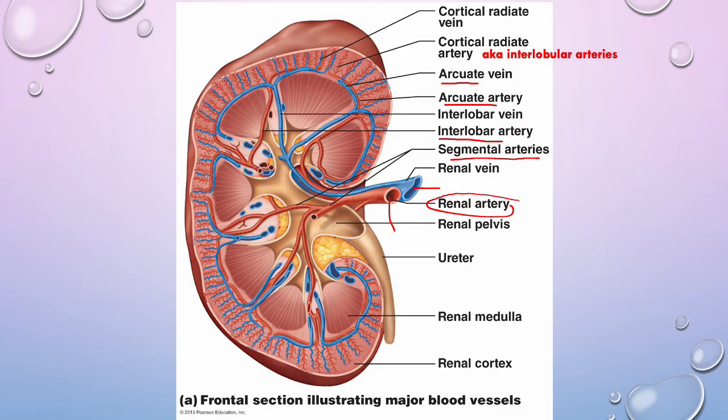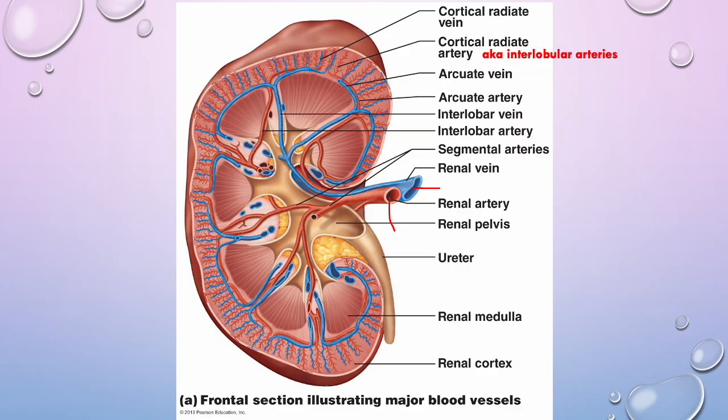And you guys can see it here, okay? And then they're going to radiate and turn into the cortical radiate arteries, also known as interlobular, I should say, lobular arteries, okay? So tracing it back, let's do it. Tracing back.